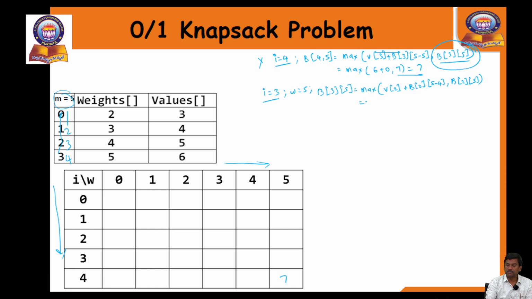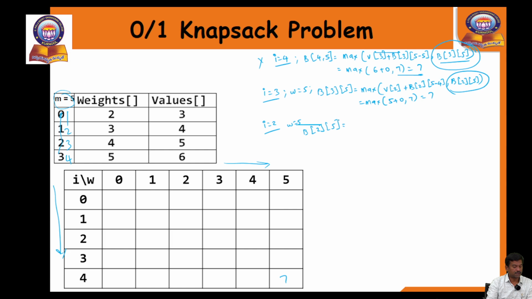So you get the maximum of 5 plus 0 comma 7, which is equal to 7, because you should also not take into consideration the value that has exceeded the capacity. So what is the part that has led to the maximum value? The part that has led to the maximum value is b of 2 5. So when the value of i is equal to 2 and w is equal to 5, that is b of 2 and 5.